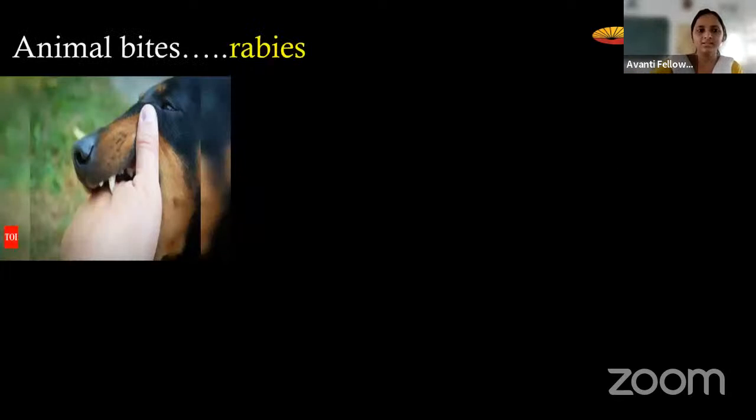Fine. Next, animal bite, obviously rabies. Not only by the dog you are going to get rabies, but by other mammals also. For example, rabbit, and by the cat you are going to get rabies. Not only by the dog.